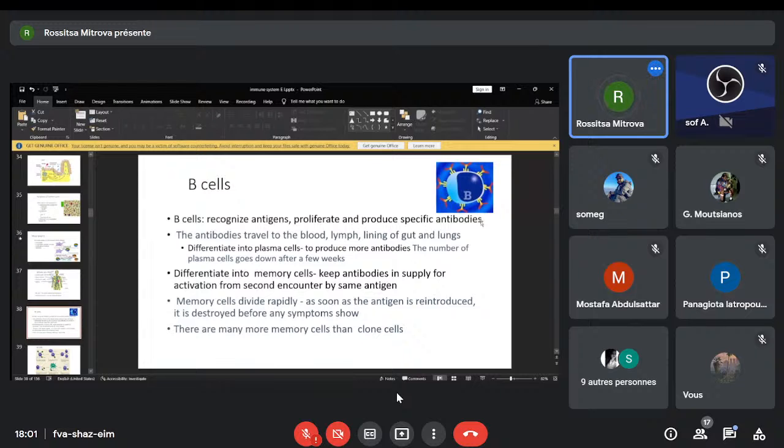Memory cells divide rapidly. As soon as the antigen is reintroduced, they divide so rapidly that the antigen may be destroyed before any symptoms show when they encounter it for the second time. And there are many more memory cells than clone cells.